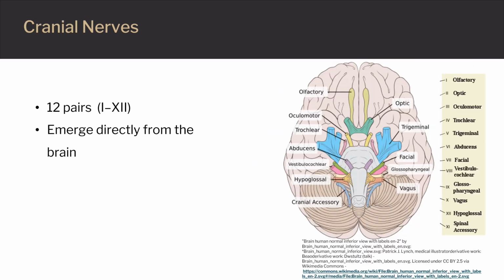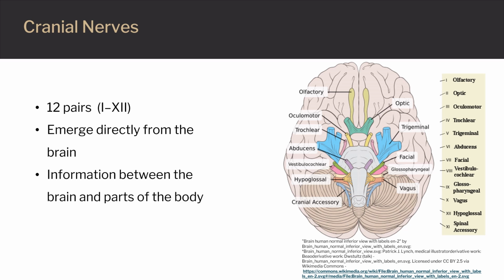Cranial nerves are the nerves that emerge directly from the brain, including the brainstem, of which there are conventionally considered 12 pairs. Cranial nerves relay information between the brain and parts of the body, primarily to and from regions of the head and neck, including the special senses of vision, taste, smell, and hearing.